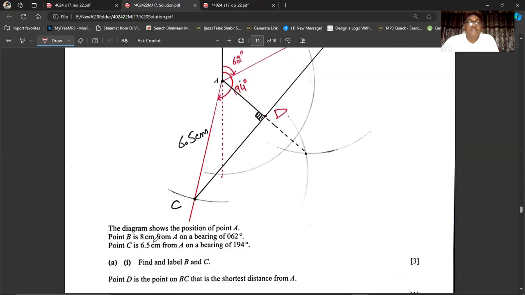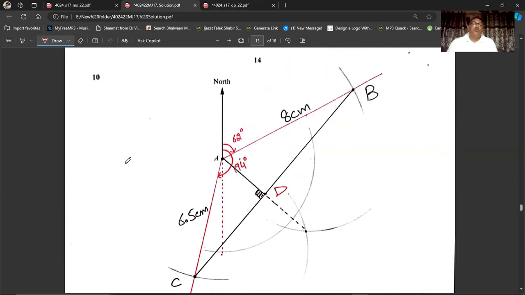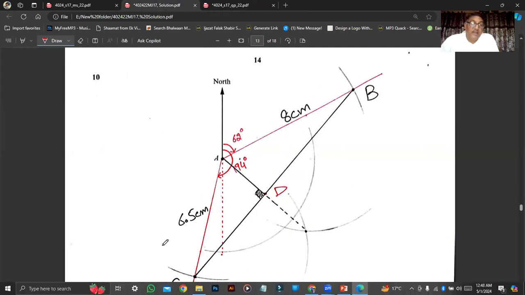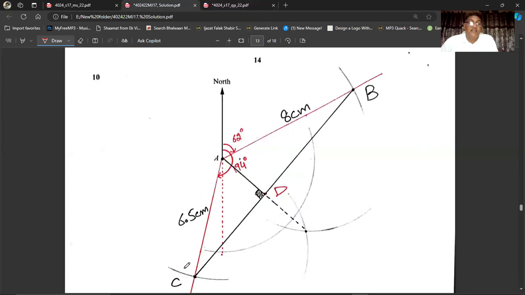Then I will open my compass. He says point C is 6.5 centimeter from A on a bearing of 194. So I will open my compass 6.5 centimeter and put its needle on A. We technically say take A as the center, and I will draw an arc here which will cut this bearing line, and this point of intersection will be C. So this length AC is 6.5, its bearing is 194 from A. This line AB is 8 centimeter long, and its bearing from A is 62.